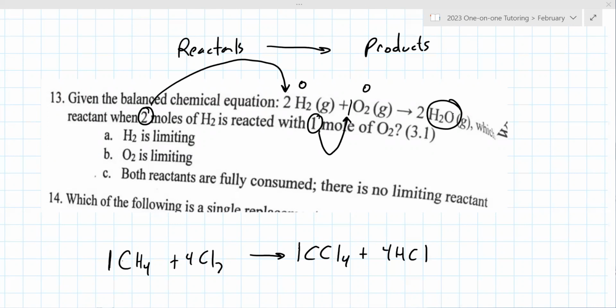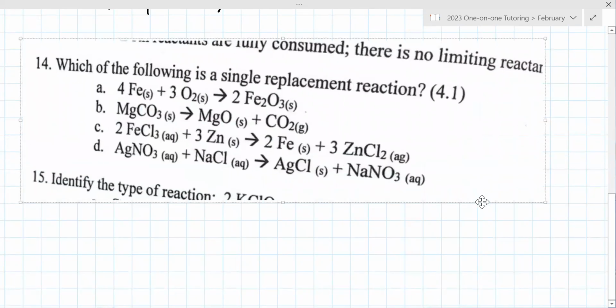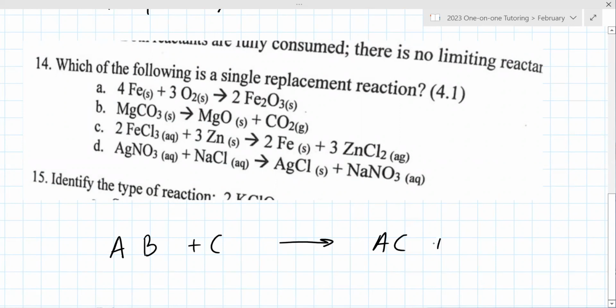14 is the next one, Jack. Yeah, the answer is C. I put D in. Okay, so single replacement. That means only one. Like here are the single replacements. Like A, B plus C goes to AC plus B. That's kind of what you're looking for. Or sometimes it's A plus BC produces AC plus B basically.